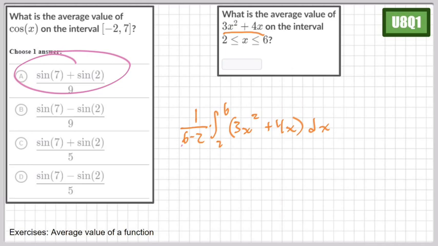So I think you guys can do that on your own. You guys good? I just wanted to set it up. I think you guys can finish solving this. You just have to integrate and then divide by 4, because that's what this is. It's 4.